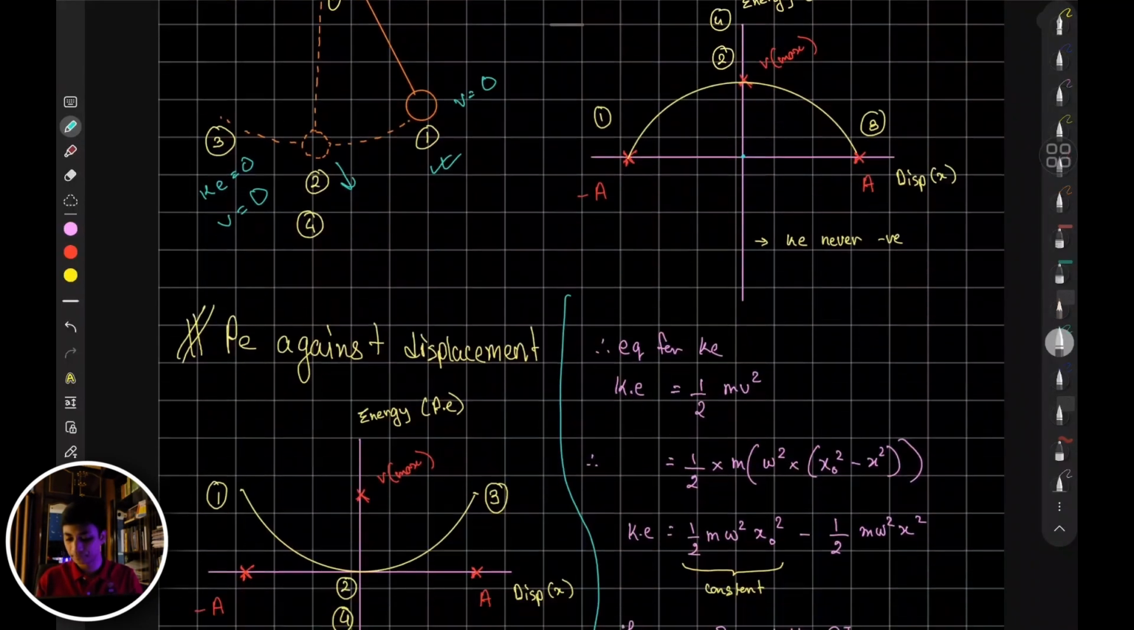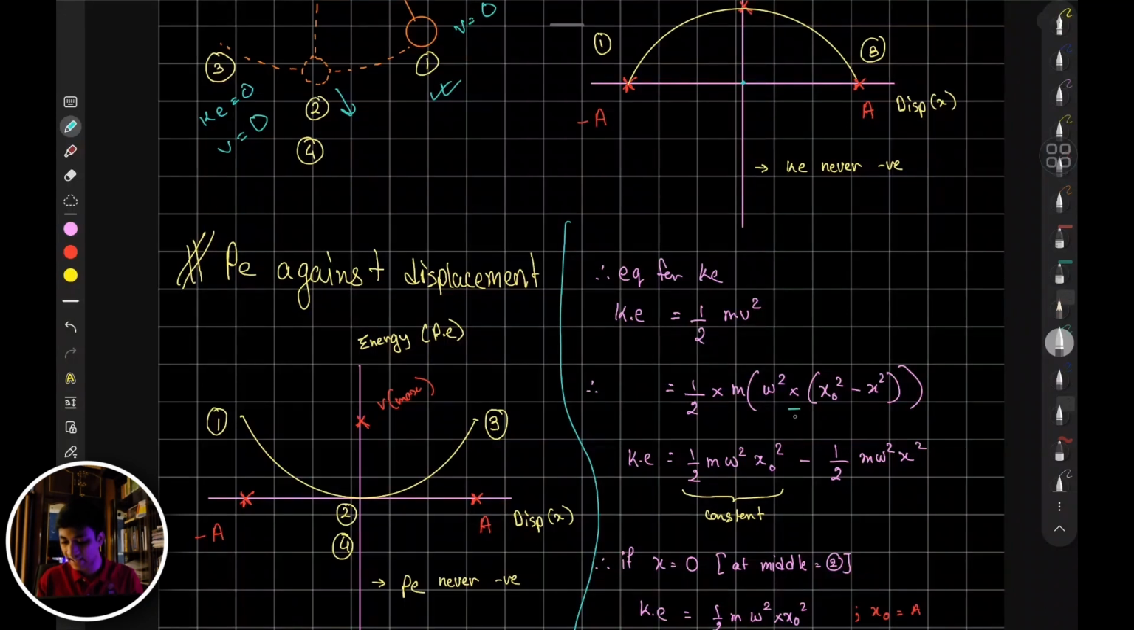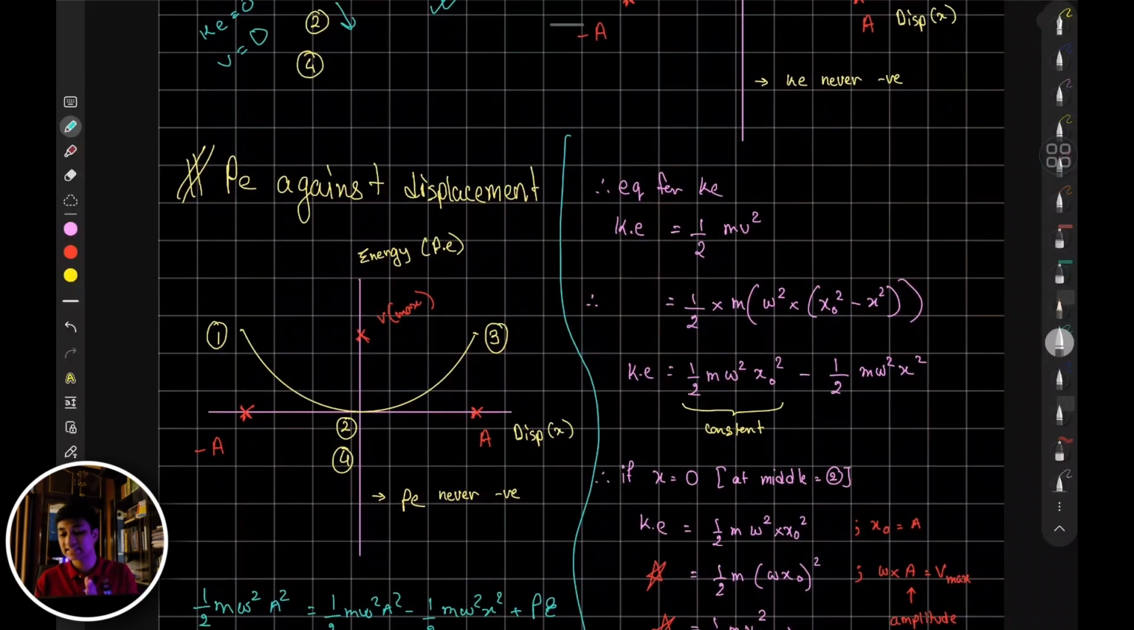So let's plug that in. Omega squared times amplitude squared minus displacement squared. Great. So if you get that, let's take out the brackets and take all the constants on one side and all the variables on the other side. These are not all variables, the only variable is this. So we're basically taking apart the maximum kinetic energy, and we're taking apart the variable kinetic energy, which is changing.